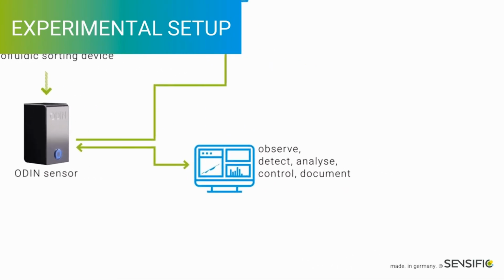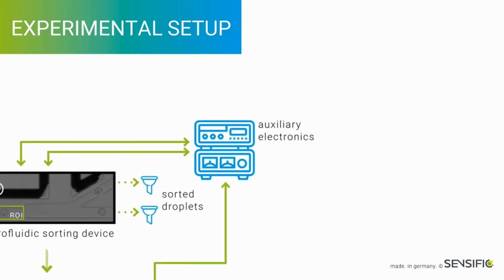A monitor is directly connected to ODIN that provides a graphical user interface to observe, analyze, and control the whole experiment. Furthermore, ODIN controls some auxiliary electronics. Here, this is a high voltage amplifier that is connected to the sorting electrodes of our microfluidic chip.